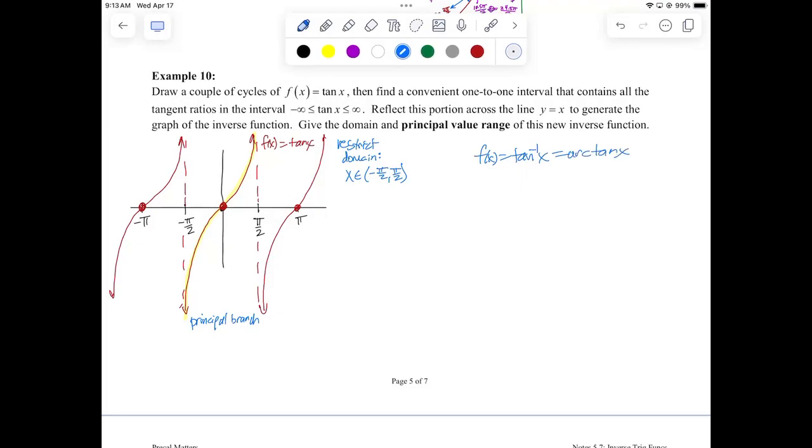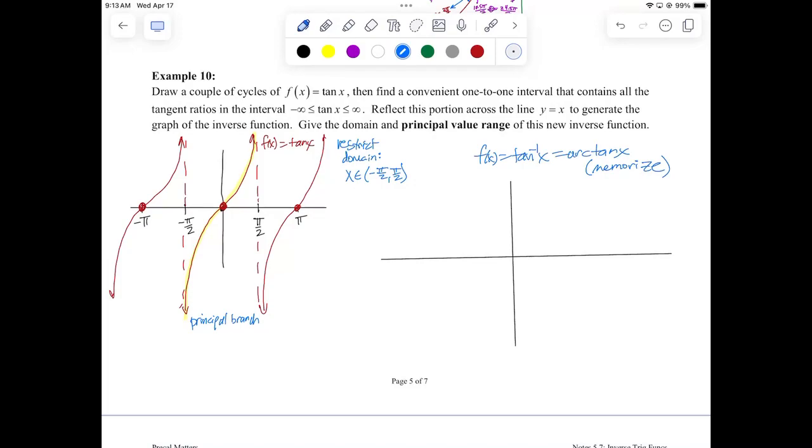Here's what the graph is going to look like. This one is really the most important of the 3. In fact, I'm not going to require you to memorize the graph of arc sine and arc cosine, but I do want you to memorize the graph of arc tangent, okay? Memorize. Now, let's think about the vertical asymptotes. What happens to a vertical line when you reflect it across the line y equals x?